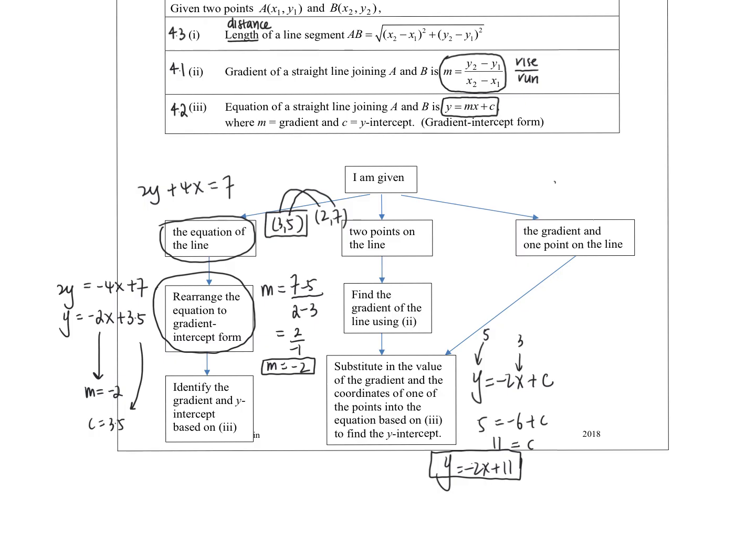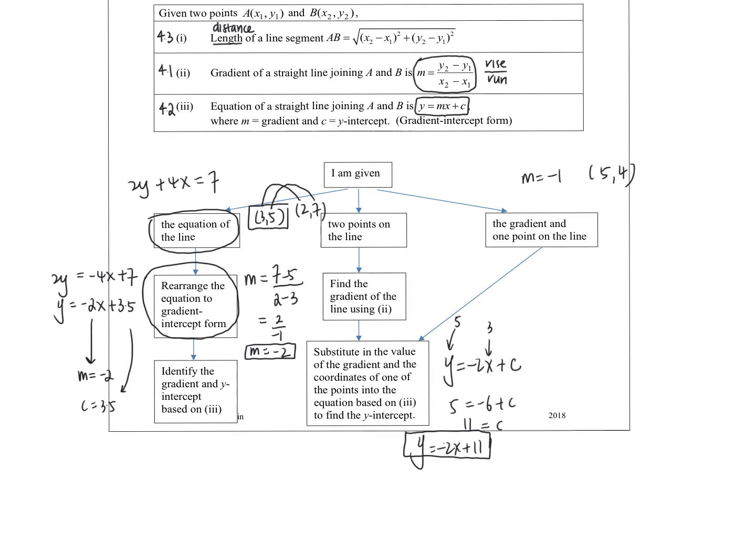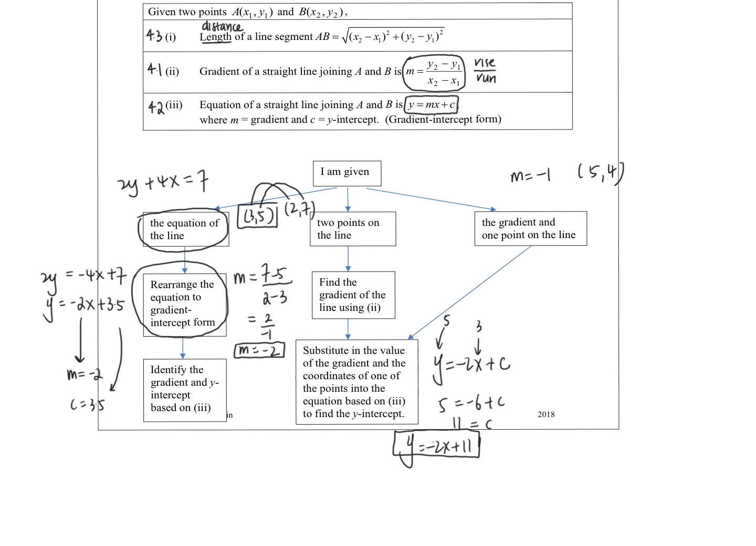And then lastly, I give you the gradient and I give you 1 point. I can find the equation. Oh, there's another formula that I think will be helpful. This is so far how we have been finding the y-intercept, right? There's another formula you can use, which is big Y minus small y equals gradient times big X minus small x.